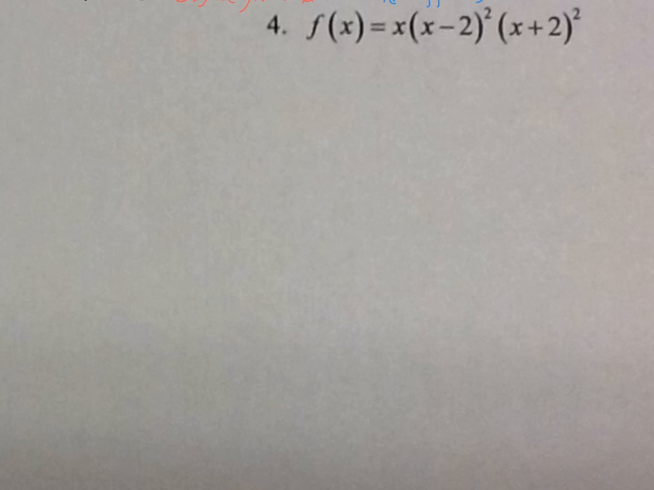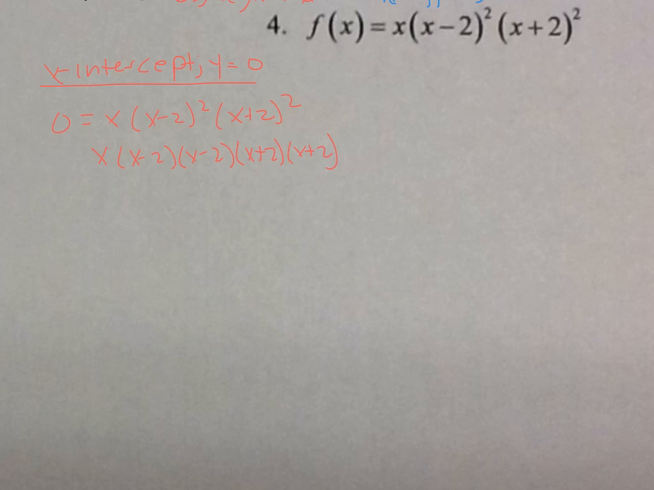Okay, so let's take a look at problem number 4. And obviously you could see here that this is also factored, so this is nice. We're going to start off by finding our x-intercept. And for our x-intercept, our y value is equal to 0. So I'm going to change my f of x here to 0. 0 is equal to x times x minus 2 squared times x plus 2 squared. So I'll make my t-chart, but notice here this x minus 2 squared, x plus 2 squared, that is actually x times x minus 2 times x minus 2 times x plus 2 times x plus 2.